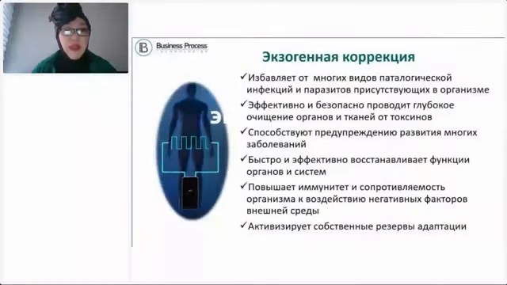What does an exogenous correction give us? Eliminates many types of pathological infections and parasites that are already present in the human body. Effectively and safely conducts deep cleansing of toxins. Helps toward the prevention of the development of many diseases. Quickly and effectively restores the functions of organs and systems. Increases the body's immunity and resistance to the effects of negative environmental factors. Activates own reserves of adaptation.